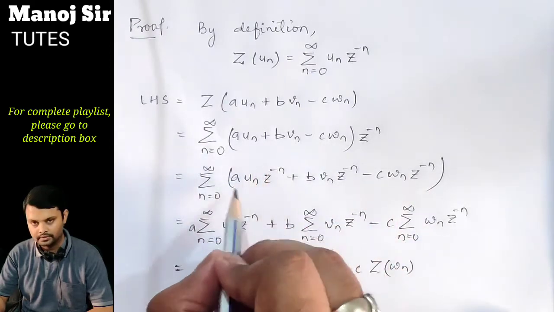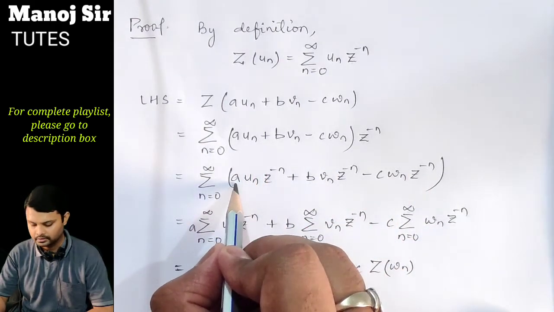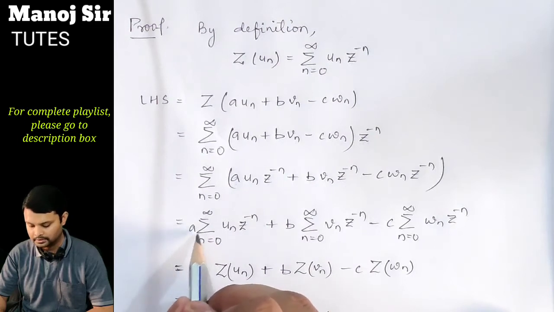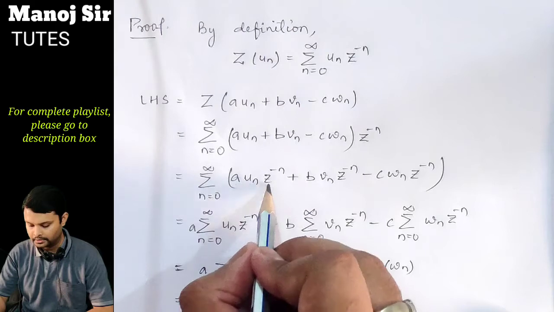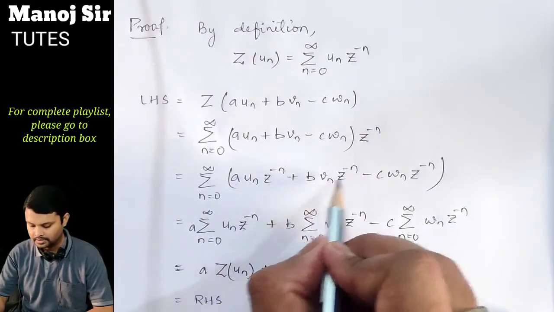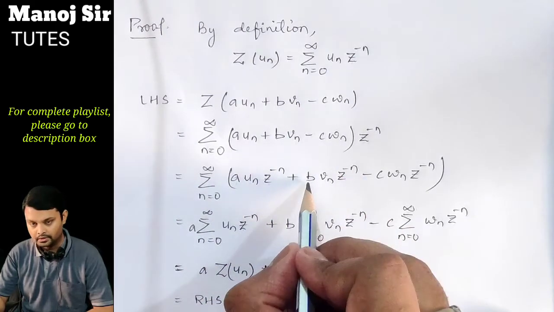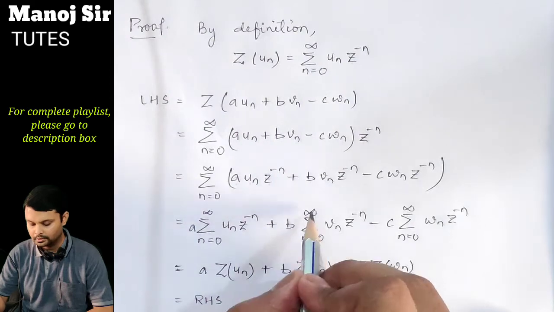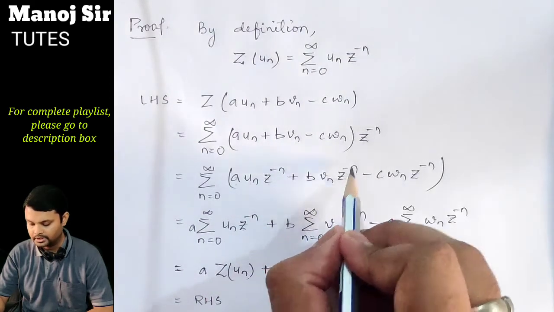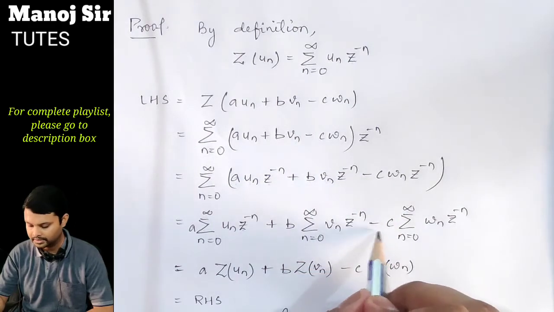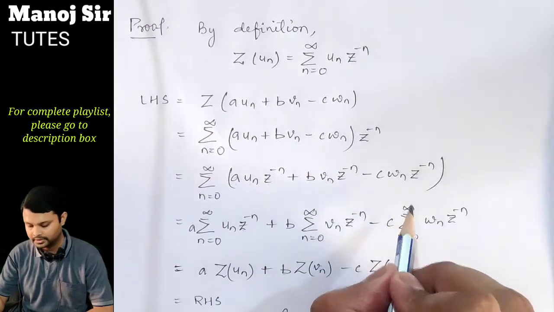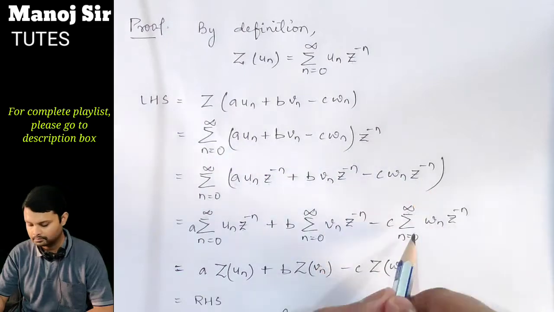If you see in the first term, A is a constant, so we can take this out of the summation, that is A into summation n equal to 0 to infinity Un into Z power minus n. Similarly, in the second term, B is a constant, so plus B summation n equal to 0 to infinity Vn into Z power minus n. In the third term, we have minus C constant, that is minus C summation n equal to 0 to infinity Wn into Z power minus n.